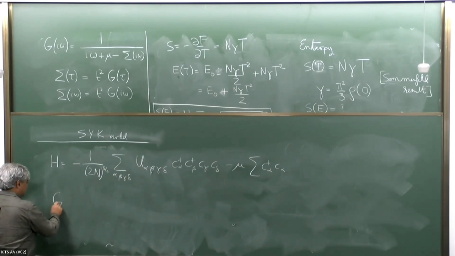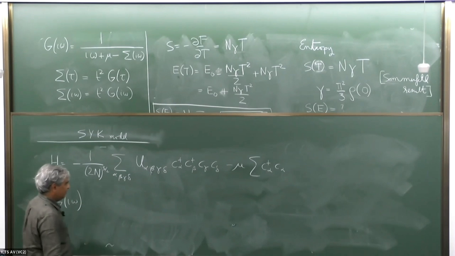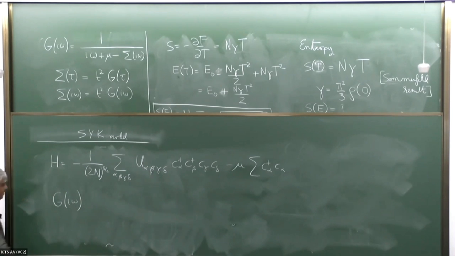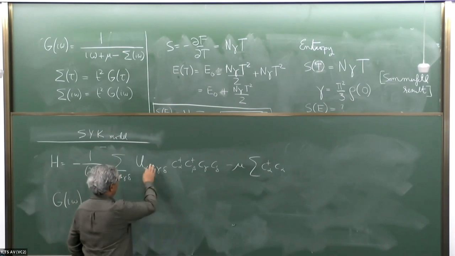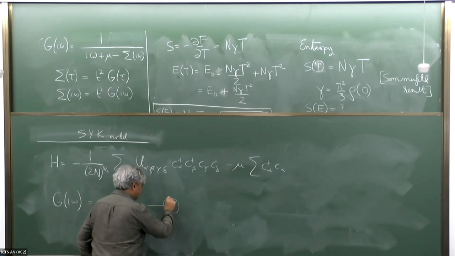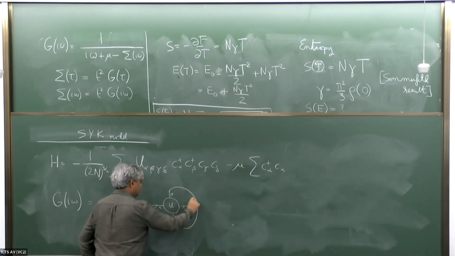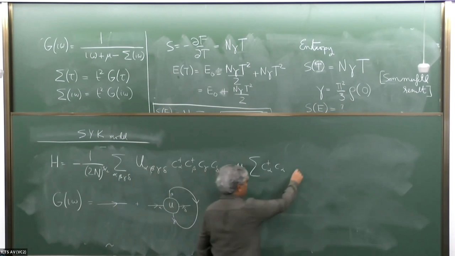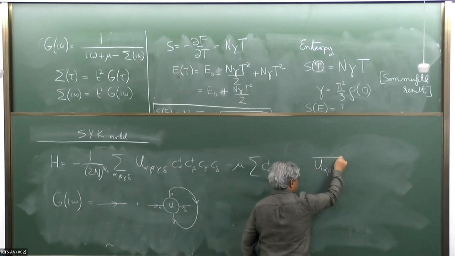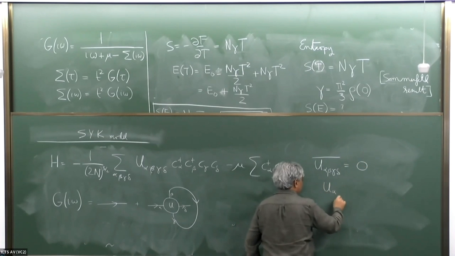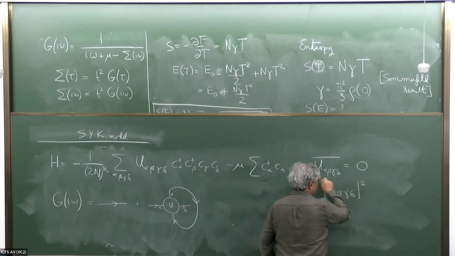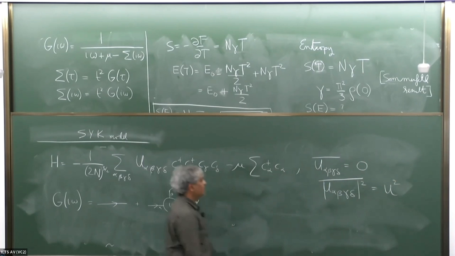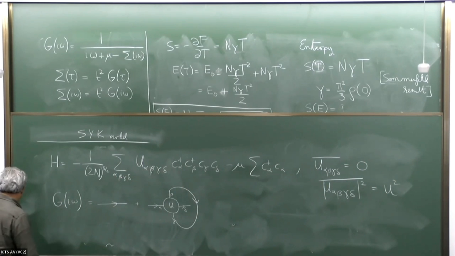And so we're going to do exactly the same thing. We're going to compute g of i omega, and we're going to do it perturbatively in powers of u. So this is going to equal first the bare Green's function. And then there's going to be, first order in u, you'll have a u here. This is the u, and this will be alpha, beta, gamma, delta. Well, these have to do something, so they're going to have to close on themselves, something like that. And remember, we also have the rule that u alpha beta gamma delta average is equal to zero, and they're independent matrix elements with average value u squared. Okay. All right, so this is zero, no problem.